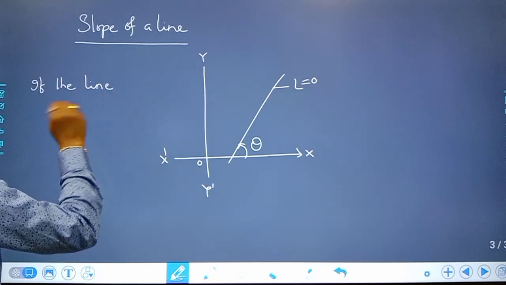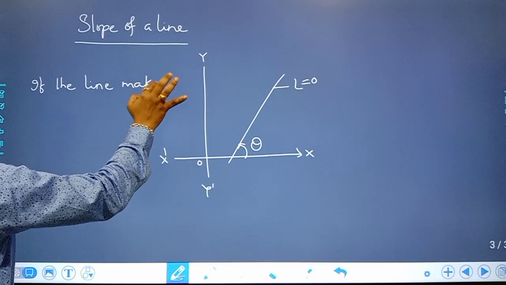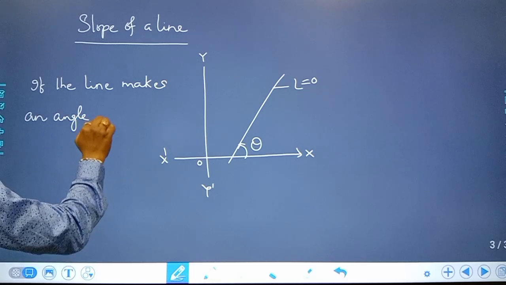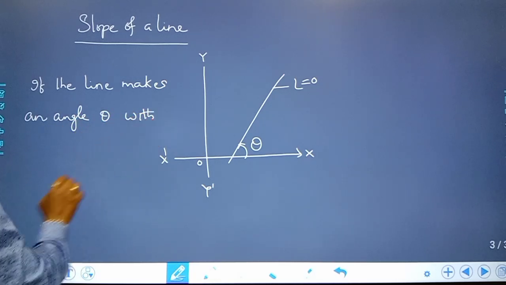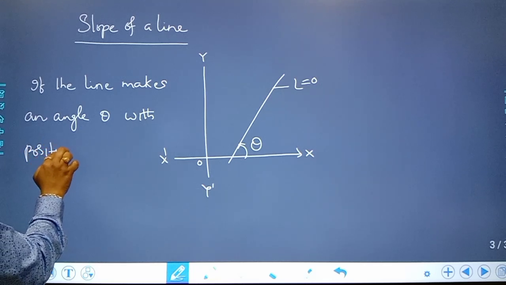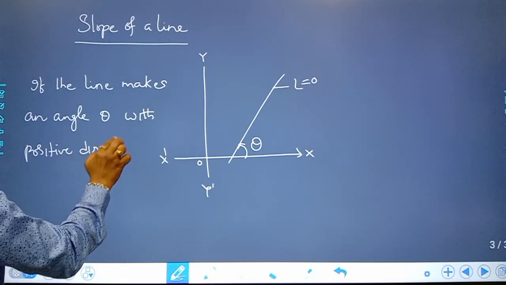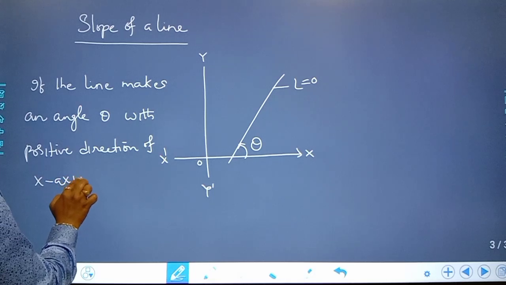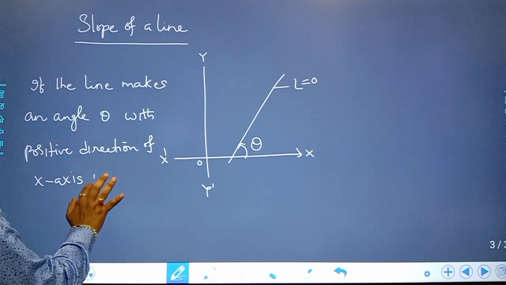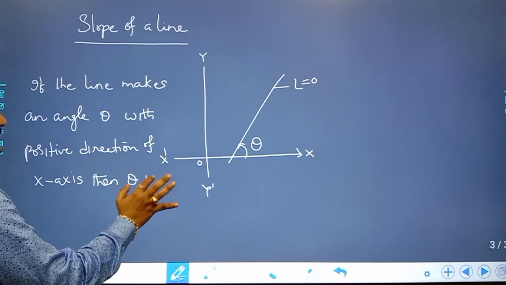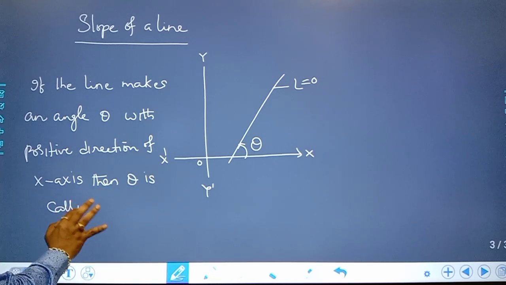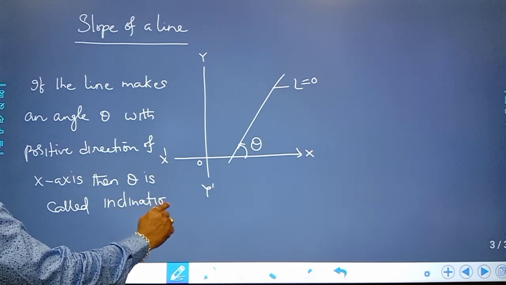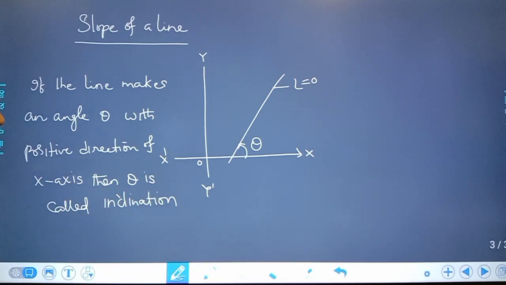line makes an angle theta with the positive direction of the x-axis, then theta is called the inclination. This theta is called the inclination.